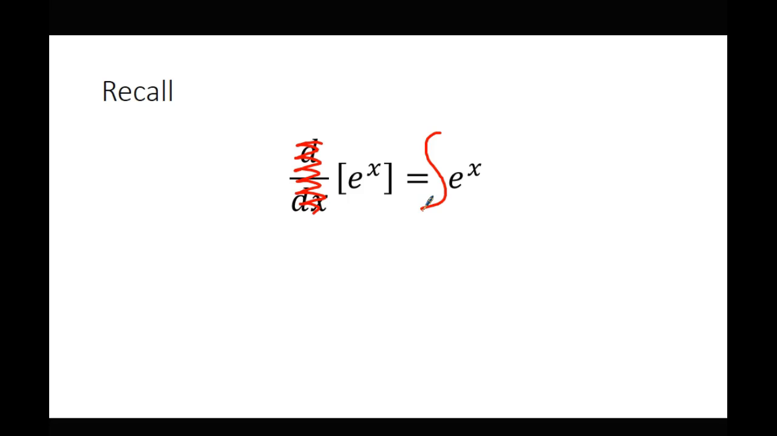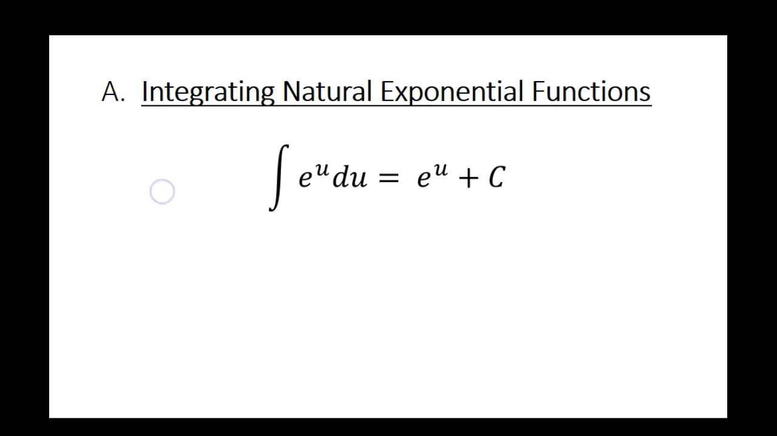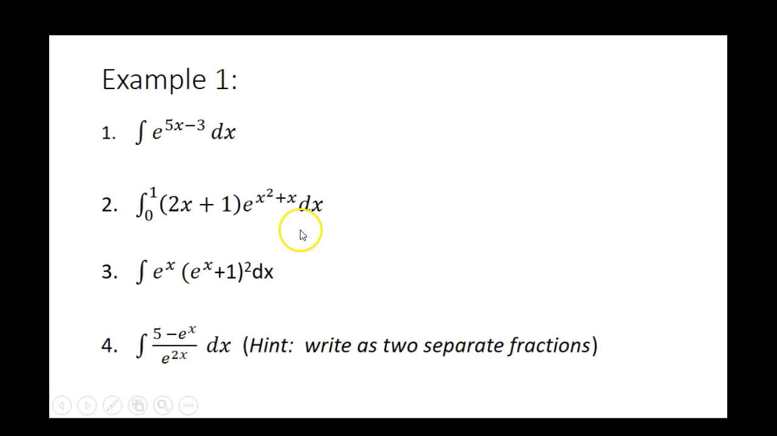The integral of e to the x is e to the x. But of course you get a plus c. So go ahead and write this slide down here, and I'll pause for it. All right, so let's begin here. Number one, go ahead and write down number one.